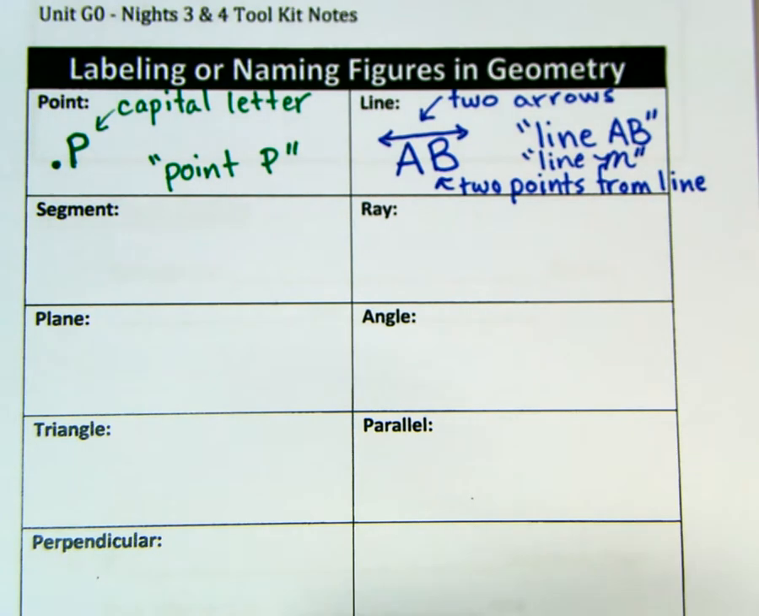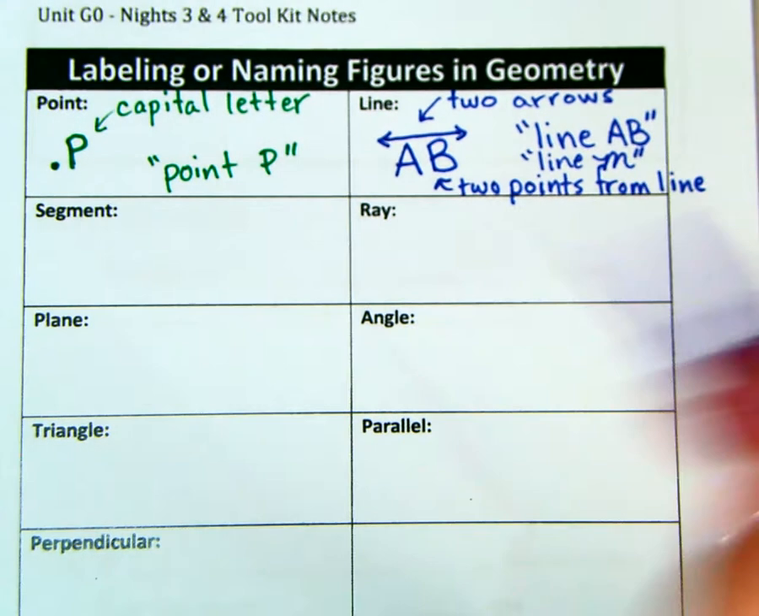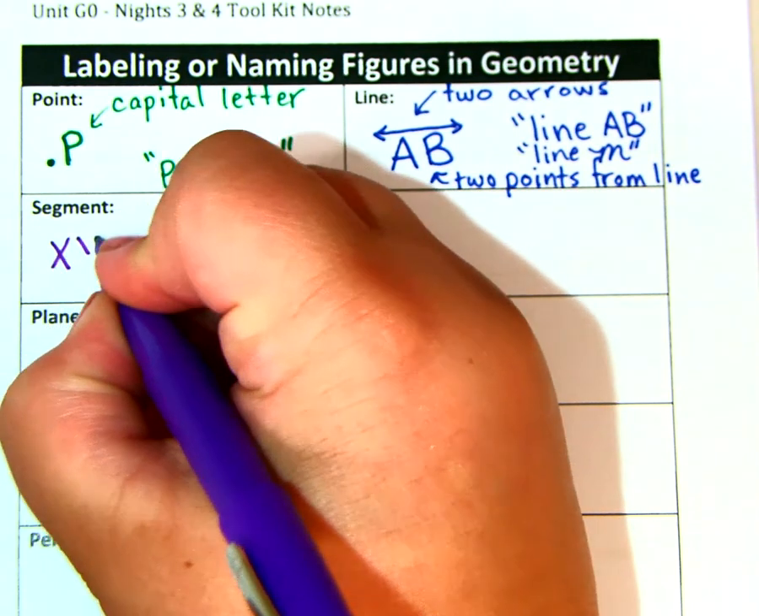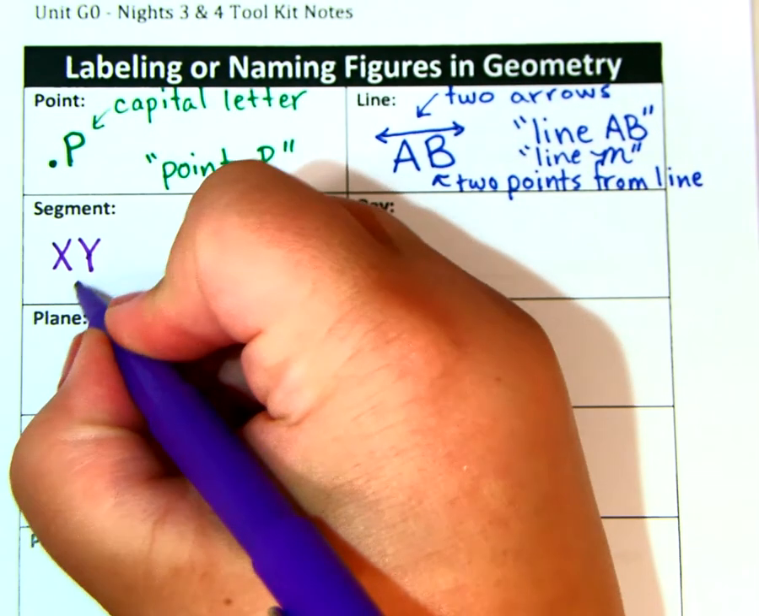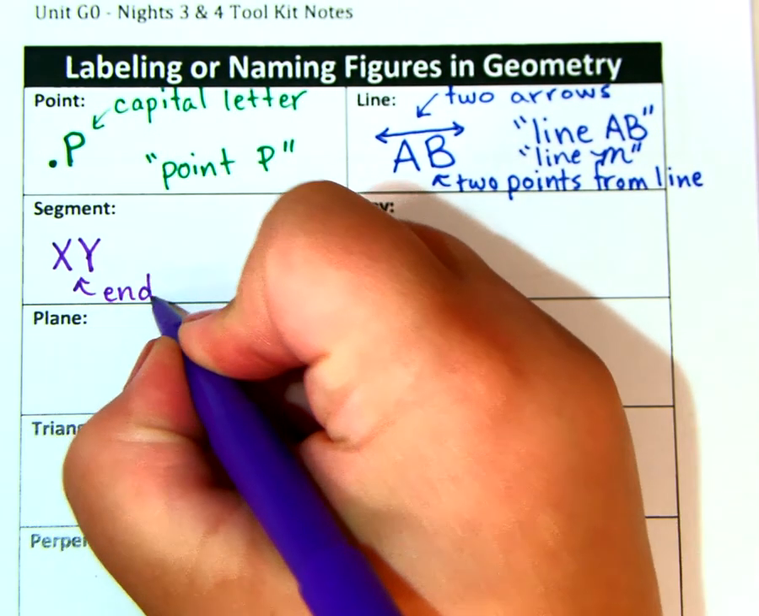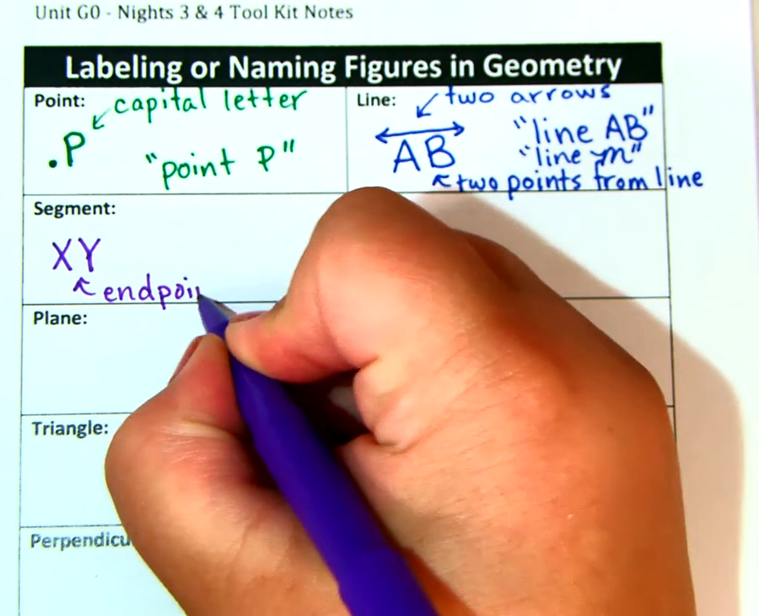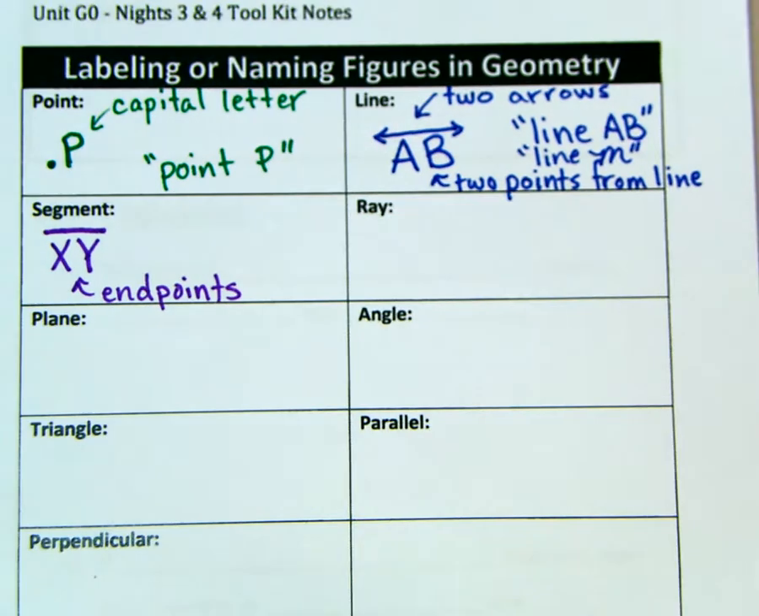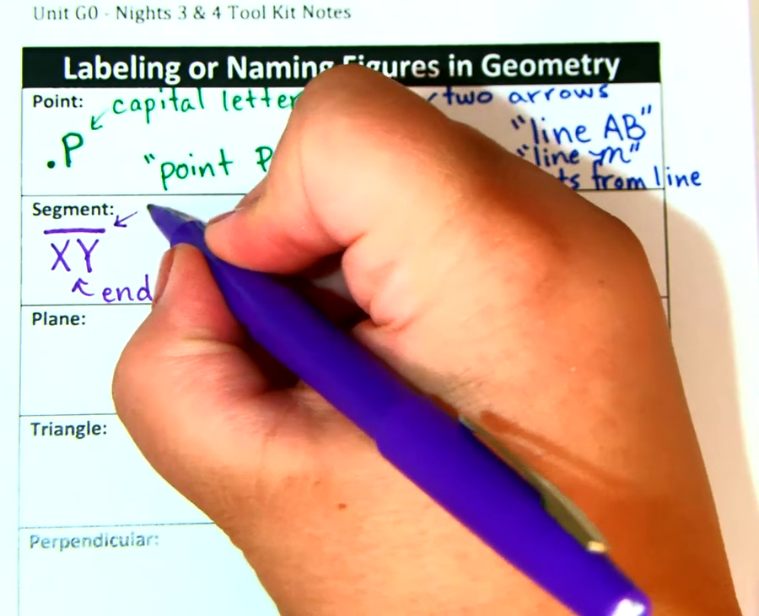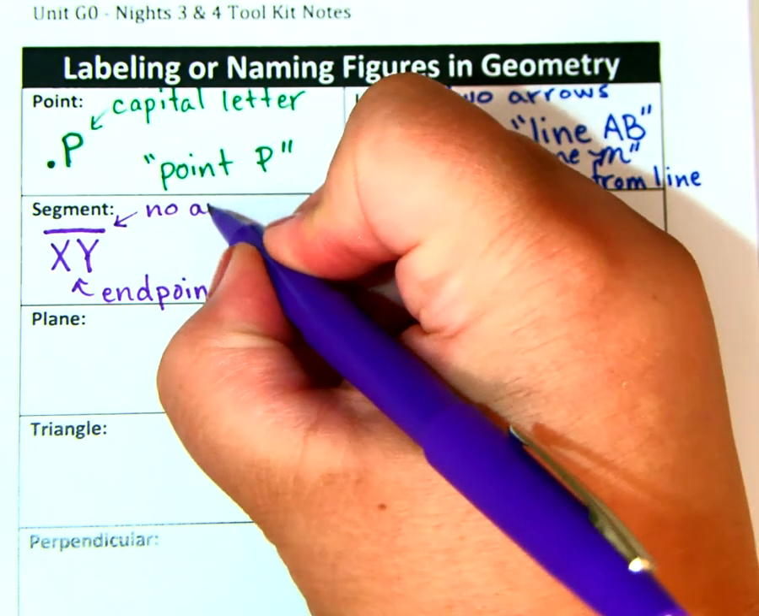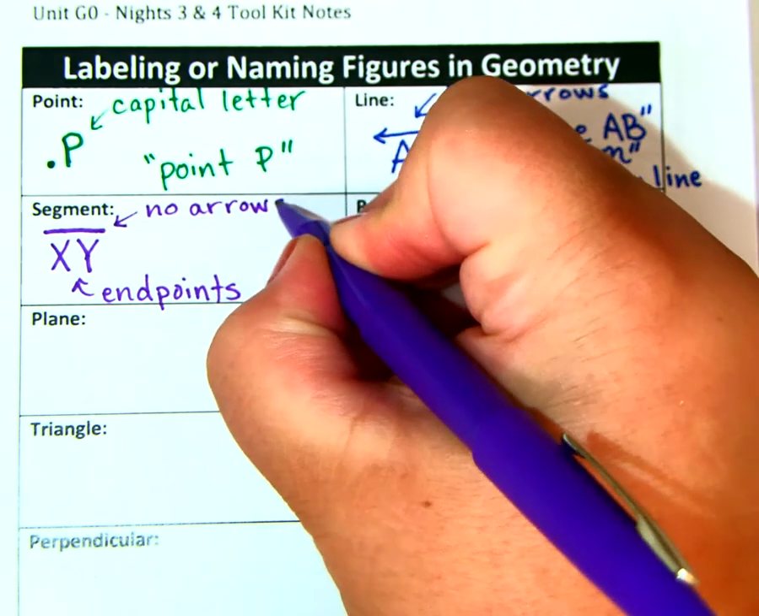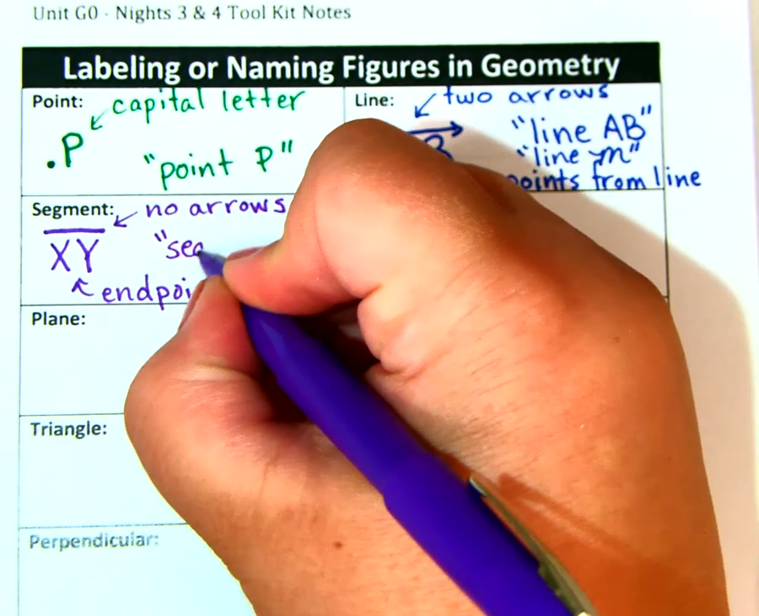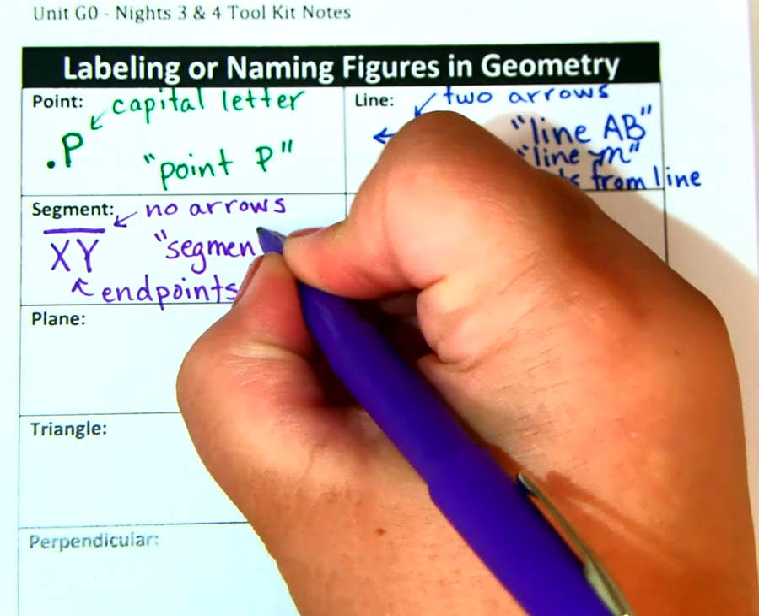Segment is the same idea. You choose the two endpoints of the segment. So you have points X and Y. These are the endpoints of the segment. And above it, you put a segment symbol, so no arrows. And we call this segment XY.